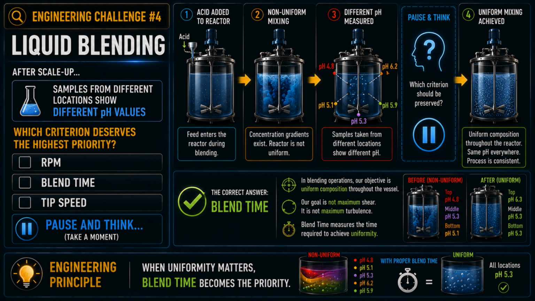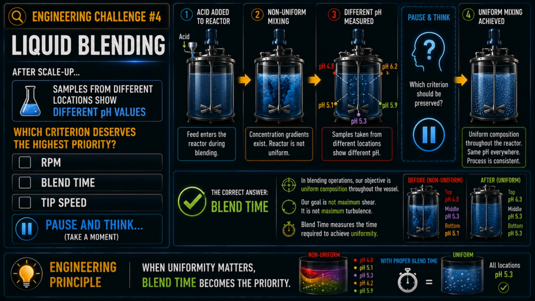Finally, consider a simple blending operation. After scale-up, quality control collects samples from different locations inside the reactor. Surprisingly, each sample shows a different pH. The reactor isn't becoming uniform. What should you preserve? RPM, tip speed, or blend time? Take a moment and think. The correct answer is blend time.